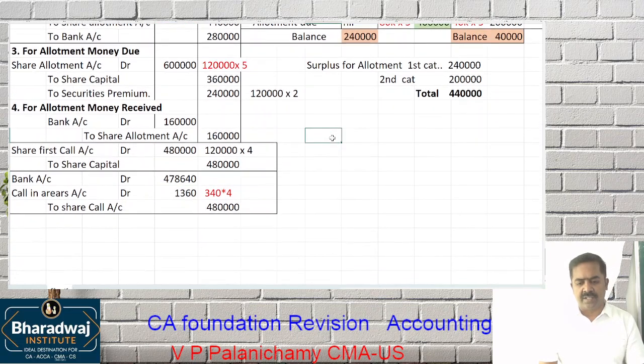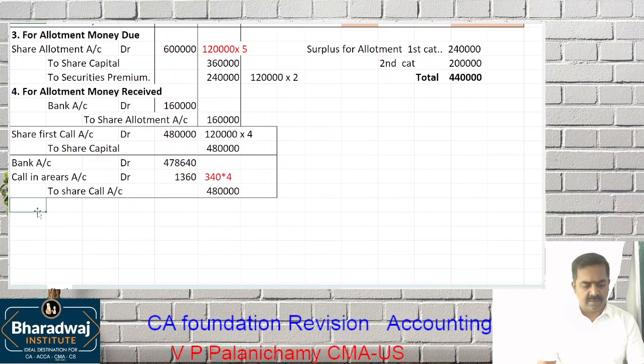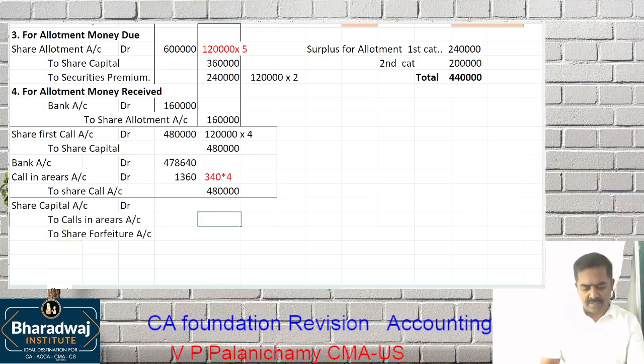Then we have to cancel the shares. What is the entry for cancellation? Share capital account debit, calls in arrears account, to share forfeiture account. Share capital account debit, 340 shares into 10 rupees. Calls in arrears 1,360. The balance will go to forfeiture account.